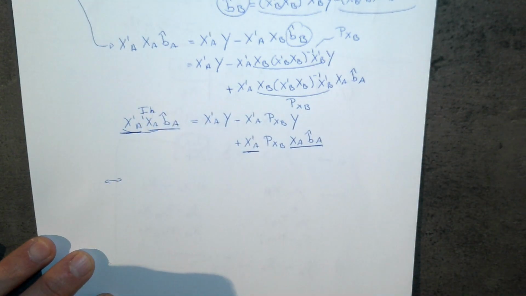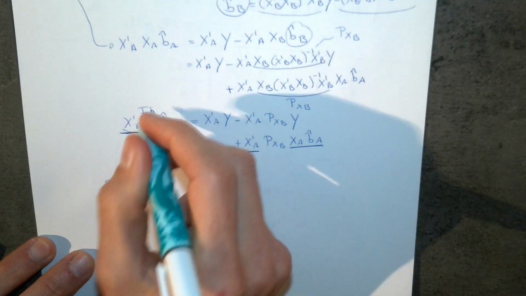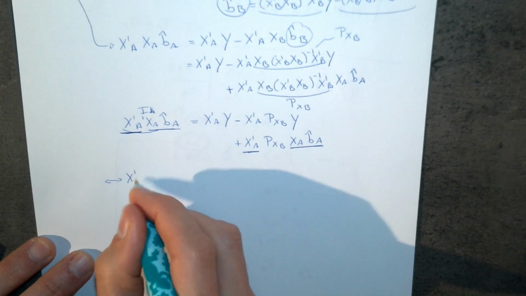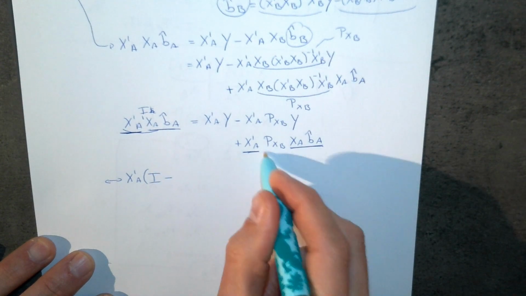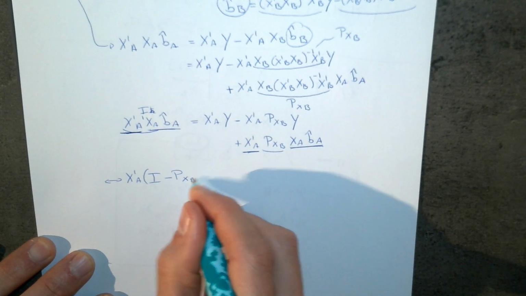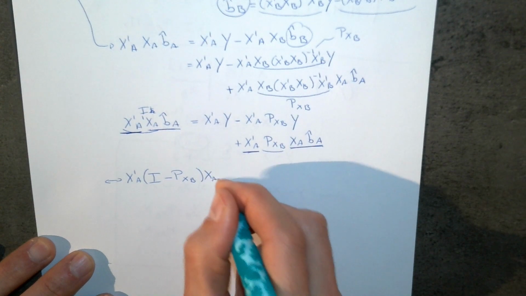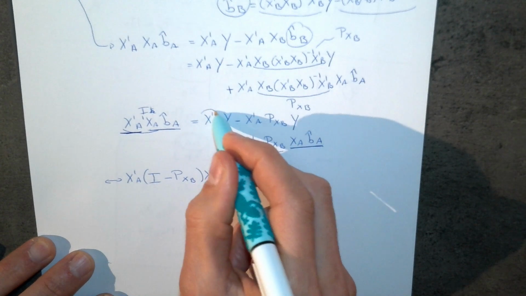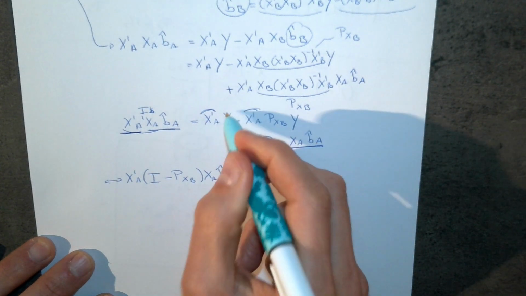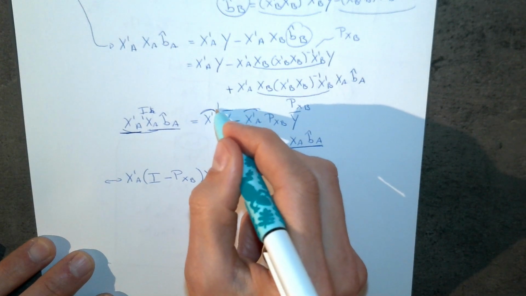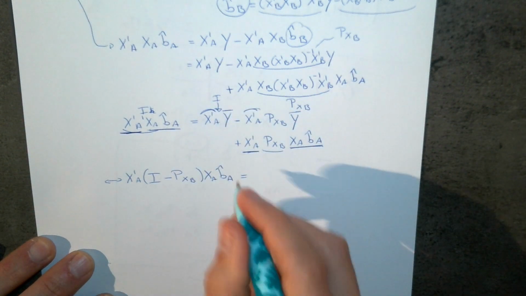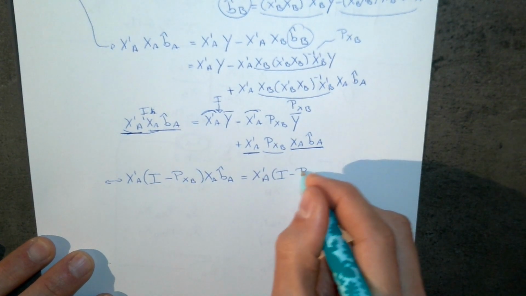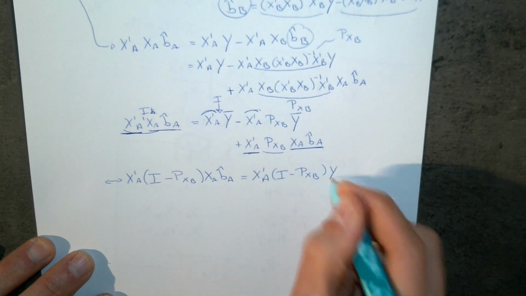the identity matrix, right? Here in between, and then what I have is x prime a, the identity minus pxb, and then x a b hat a. Okay, and here on the right hand side, here I have x prime a, here I have y, so I can plug in here the identity matrix, and gathering terms I get x prime a, I minus pxb, times y.